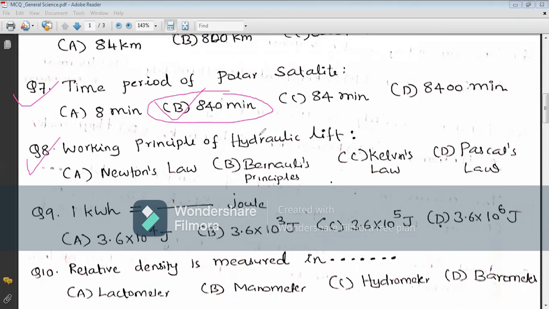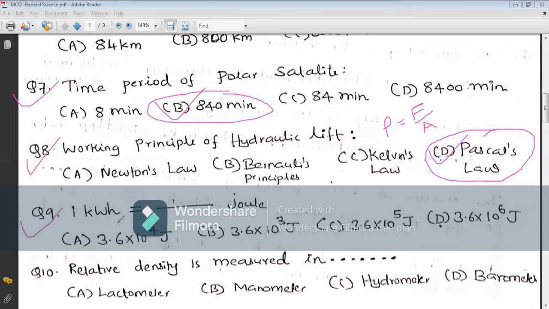Question number 8. Working principle of hydraulic lift. Which is the right answer for this question? The working principle of hydraulic lift is based on Pascal's law. You know, pressure is equal to force by area. That equation will be obeyed.